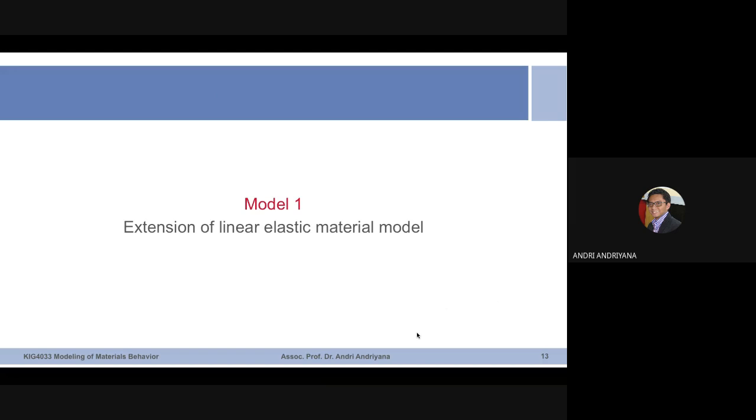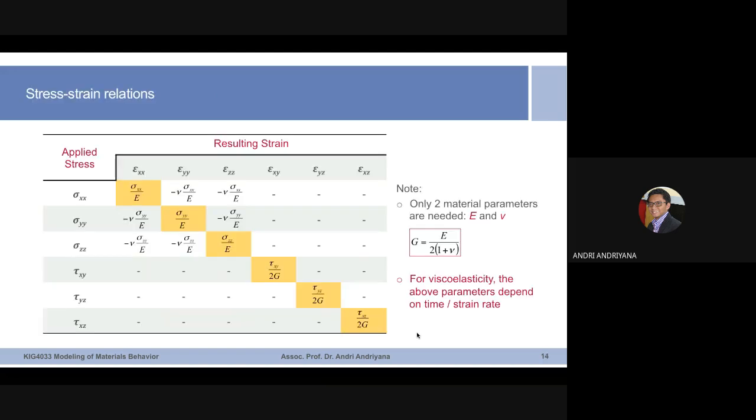The first one is model 1, which is simply an extension of the linear elastic material model. So I show again this table from the linear elastic material response, where we highlight how applying normal stresses or shear stress would generate strains.